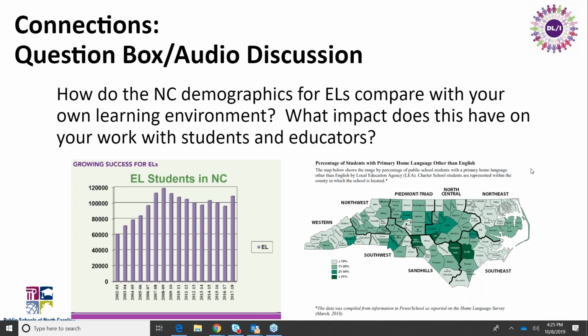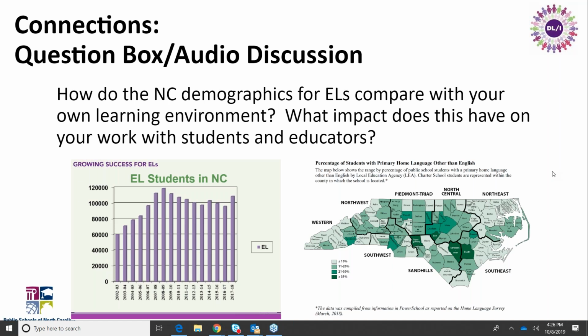Hey, what do you have, Anne-Marie? There are several comments here. Allison commented that in her school, the demographics are similar to the North Carolina demographics. The majority of students are US-born ESL students coming from Spanish-speaking homes, but the US-born Arabic-speaking students come next as far as the demographic numbers.